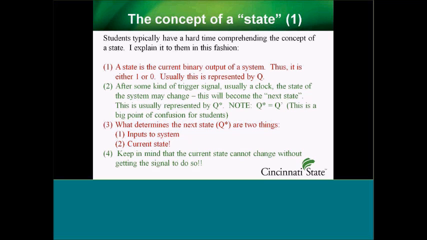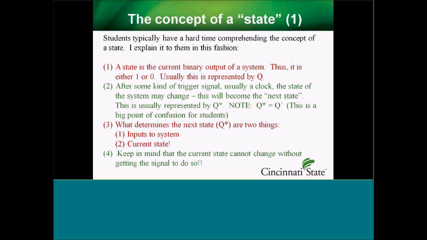Students will get very confused if they think Q star means Q prime. I tell them no. Q prime is the inverse of the current state. So if the thing is sitting there putting out a 1, Q prime is 0. Q star is where it's going after the clock says to go. Then I say, what really determines the next state are two things: the inputs to the system, whatever the lines are coming in, and whatever the current state is.